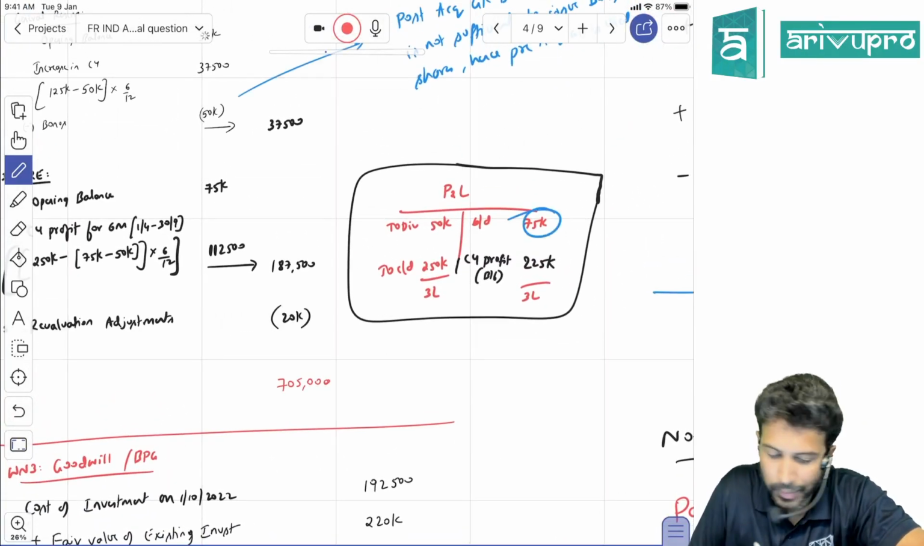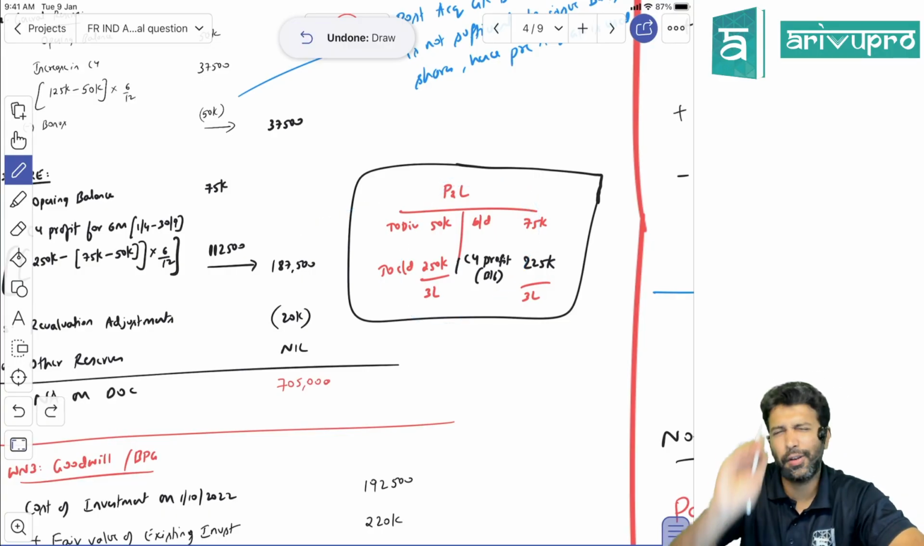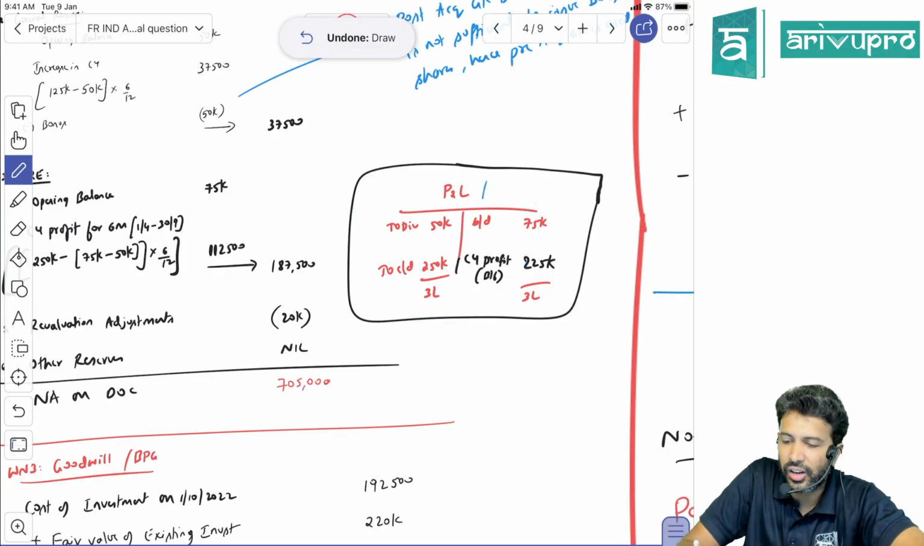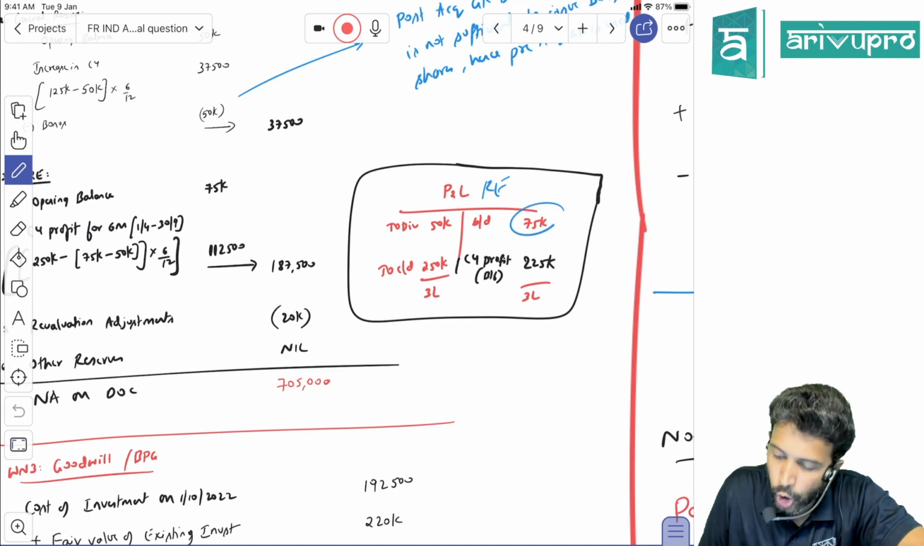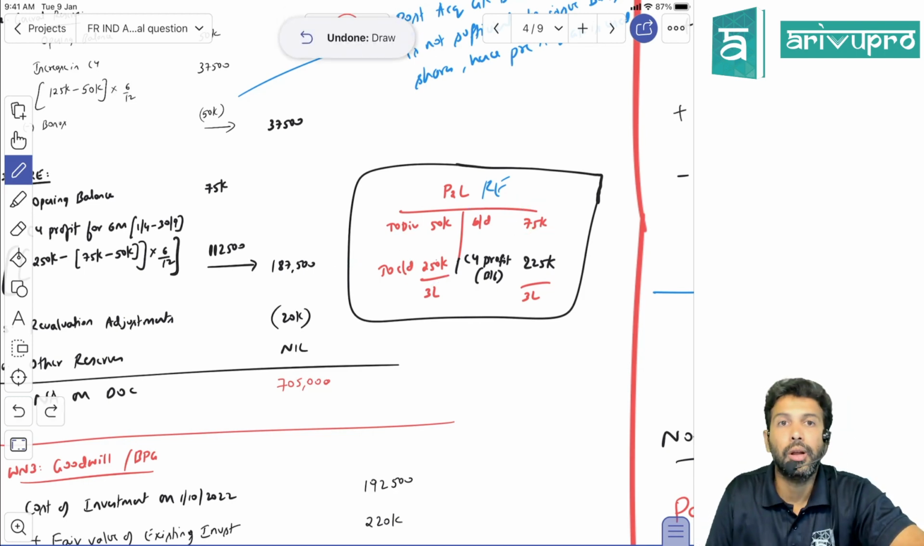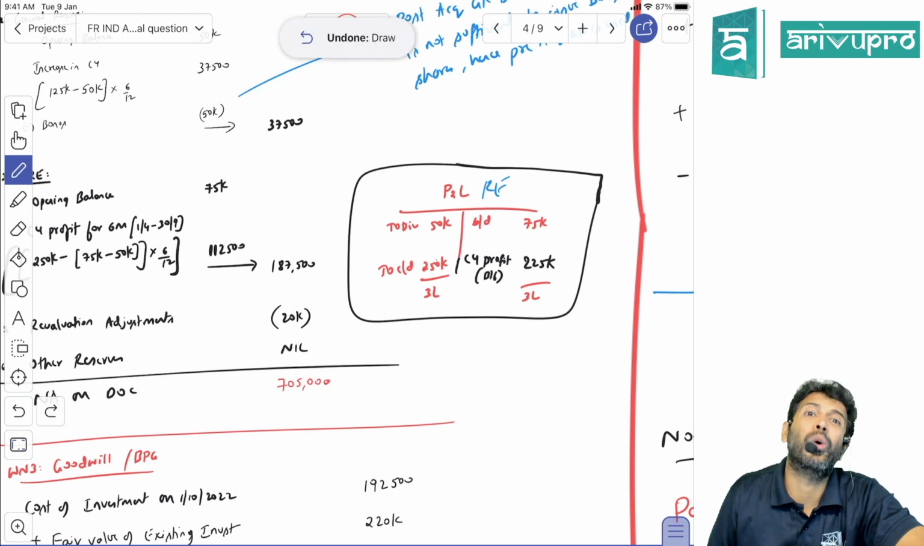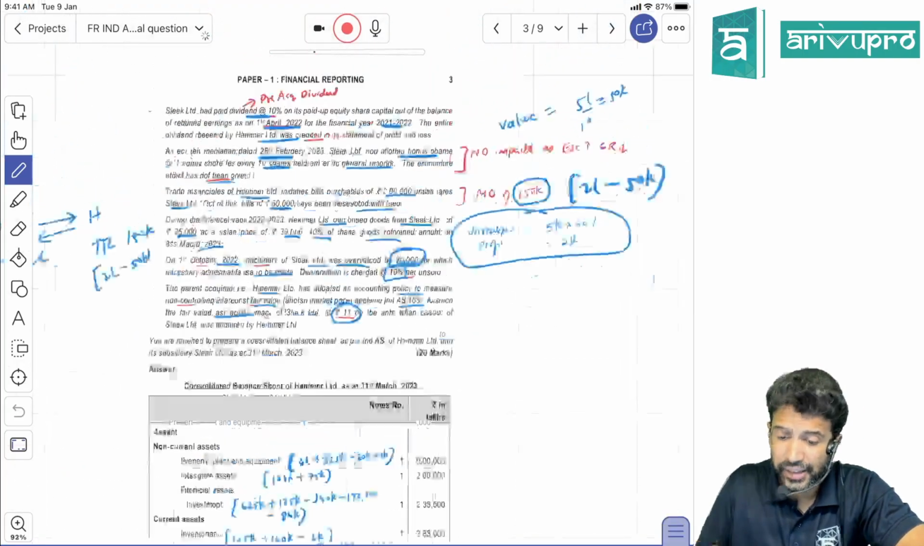Okay, 75 is the opening balance. If you want, we don't do these ledgers and all. Just for your easy reference, I prepared the P&L, or you can call it the retained earnings ledger. Opening 75, closing 2,50,000. Why did you prepare the ledger? Because there is one adjustment. What is that? Dividend. Has the subsidiary company declared any dividend?